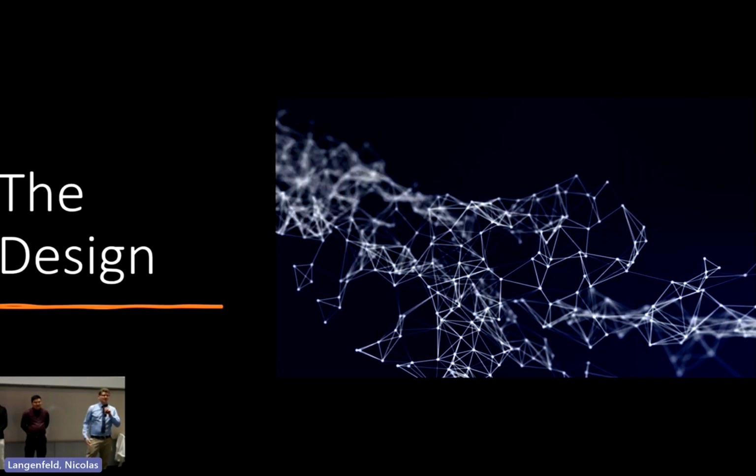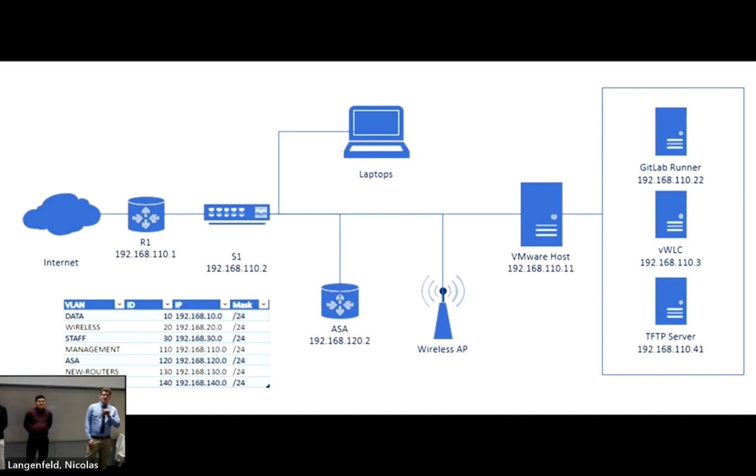Now that we've met the team, let's move on to our design. Our design consists of a basic router on a stick topology consisting of a router, a switch, an ASA, and as well we have our GitLab runner, our virtual WLC, and our TFTP server hosted on our virtual VMware host. Our goal for this was to deploy baseline configs and configurations for our tests that we run, which I'll go over in a minute, from our GitLab repository.